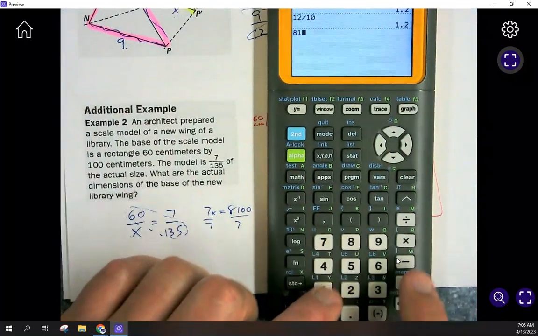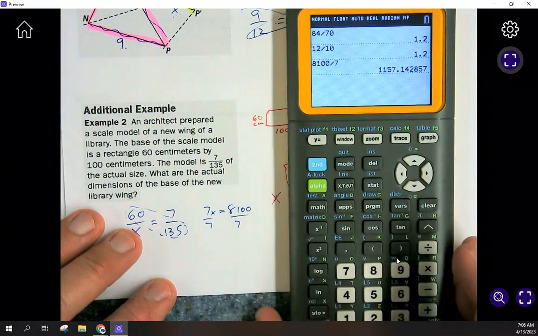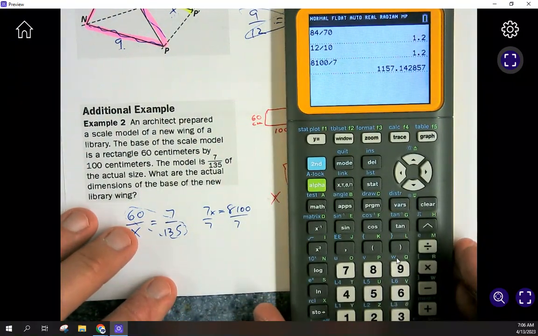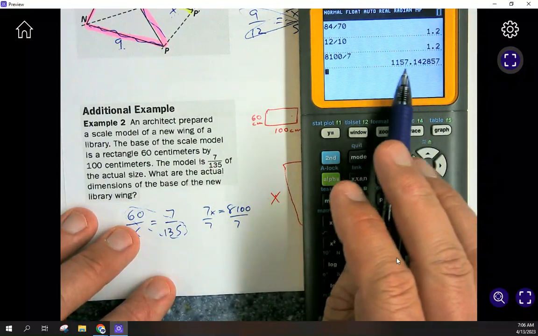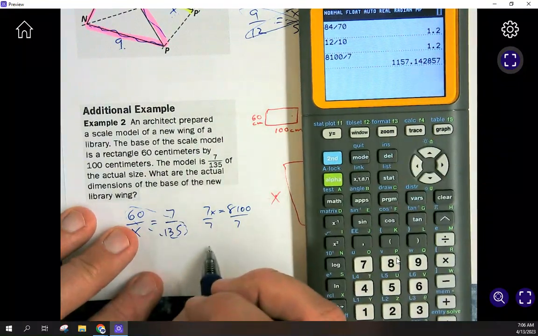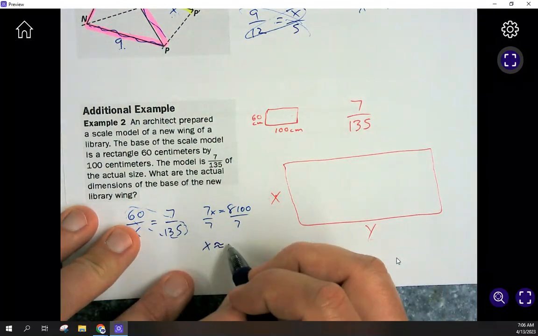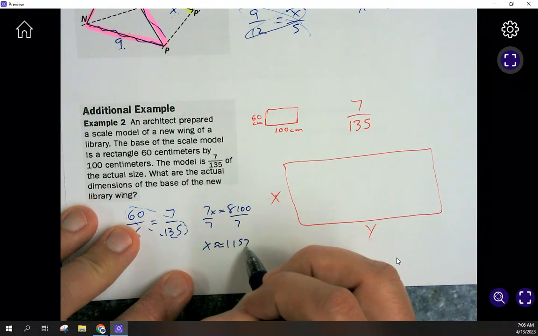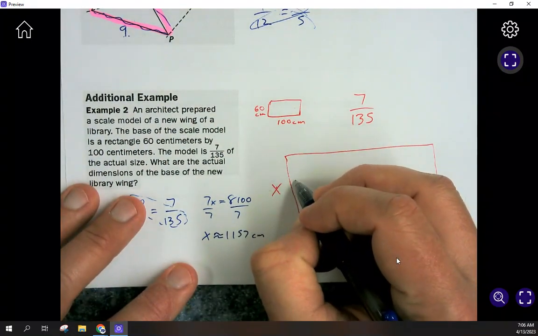So 8100 divided by 7 is this number. A lot of times in real life, we're not going to get nice numbers. So we're going to go ahead and just round this to the whole number here, 1157. So x is approximately 1,157 centimeters.